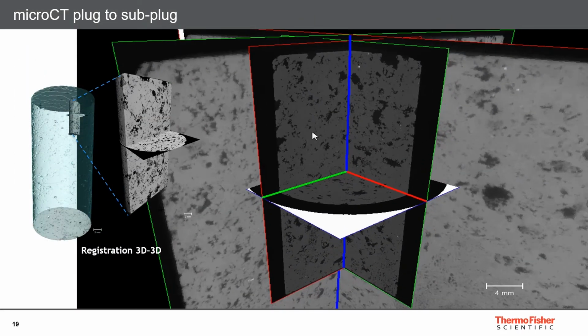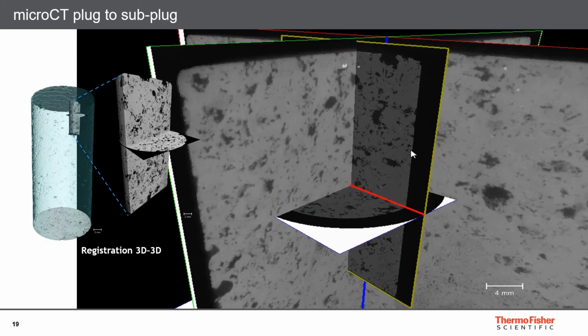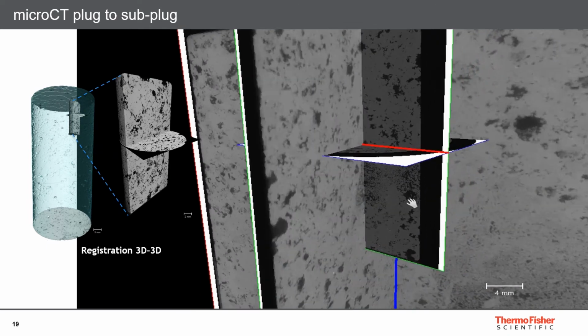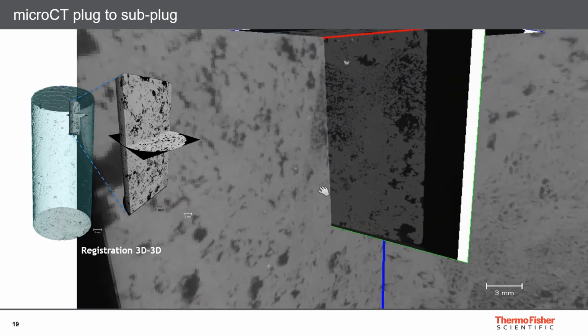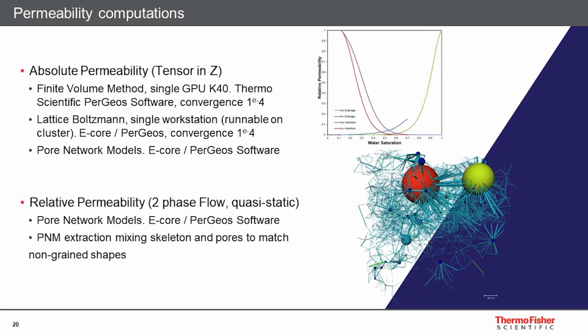This is highlighting the 3D to 3D registration, where the subplug must match the larger plug exactly, even if they don't have the same resolution. Now that the pore space has been upscaled, we will conduct permeability experiments. The absolute permeability will be computed using three different methods: finite volume, Lattice-Boltzmann, and pore network model. The relative permeability will be computed using pore network models.